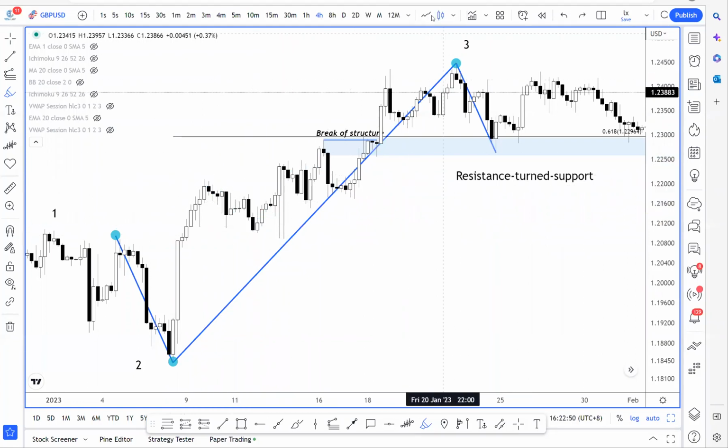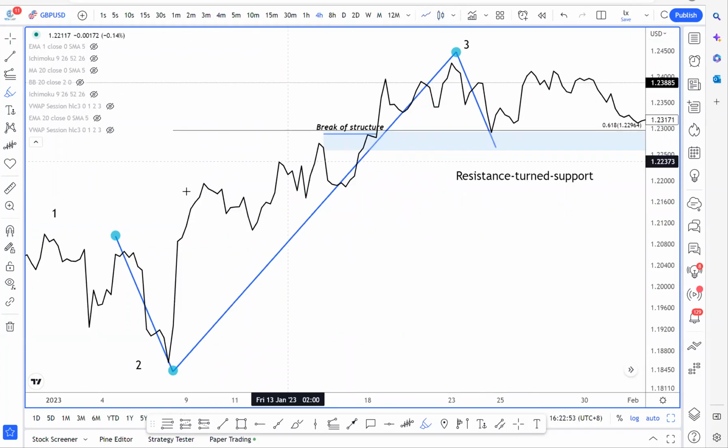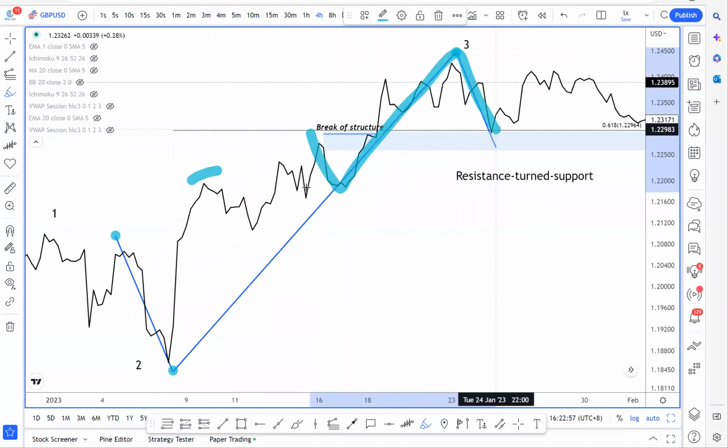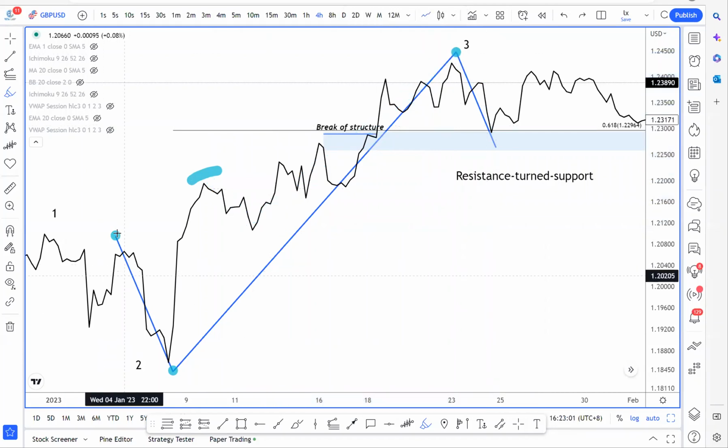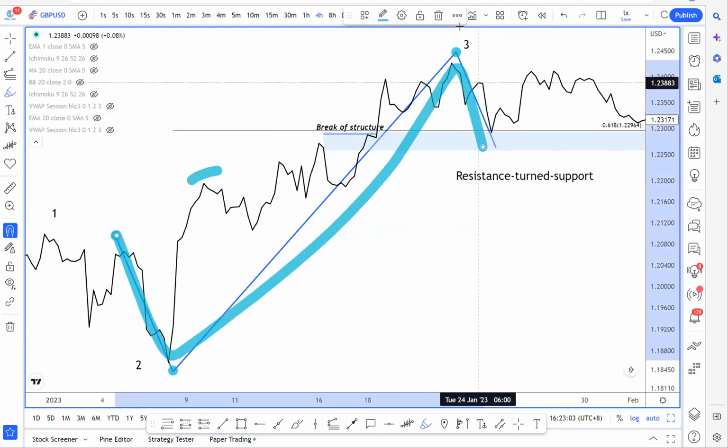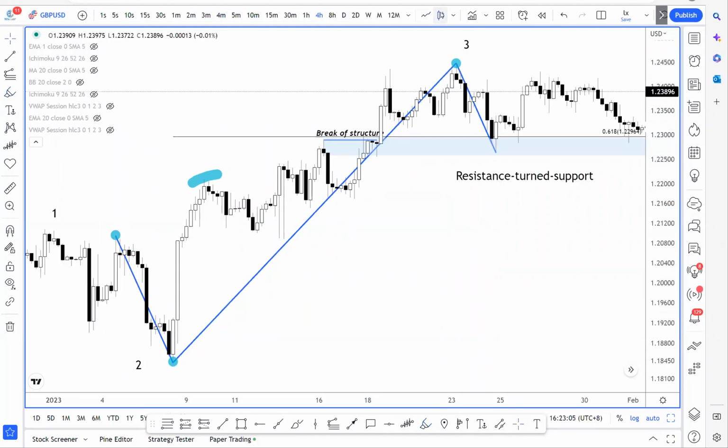Another way would be to turn it into a line chart. If you switch it into a line chart, you can see again, this is one move. You can consider this as one move, and then this as well, and finally the one that we have gone through. So these are the zigzag patterns that you can take a look at and also project these levels.